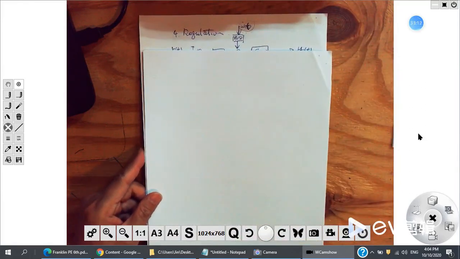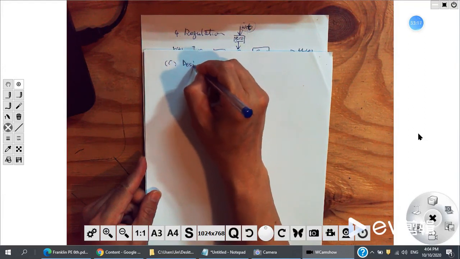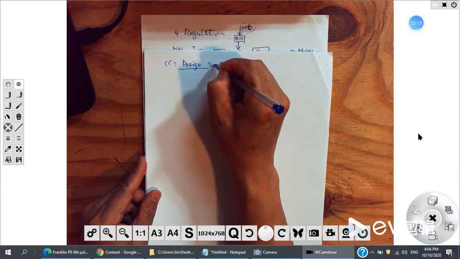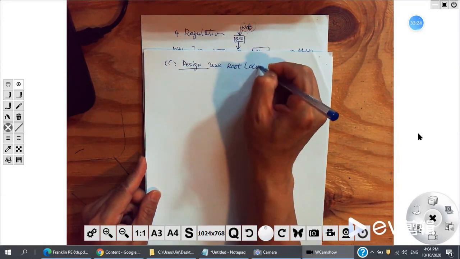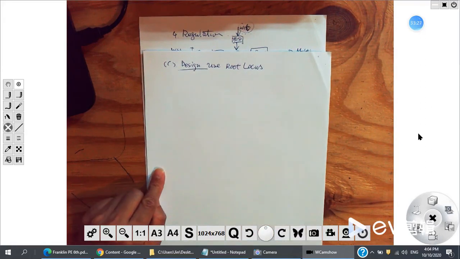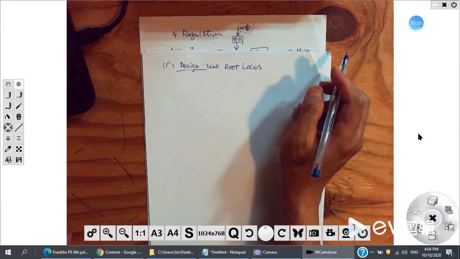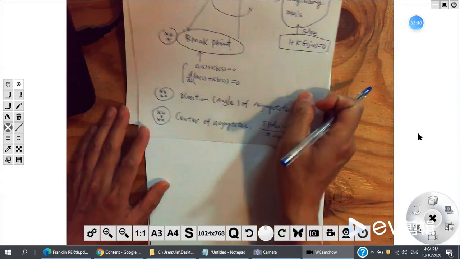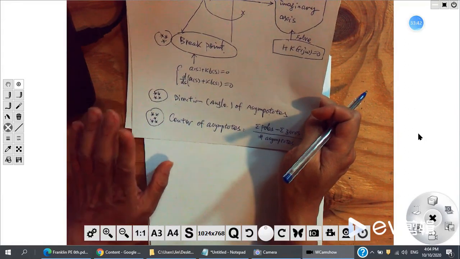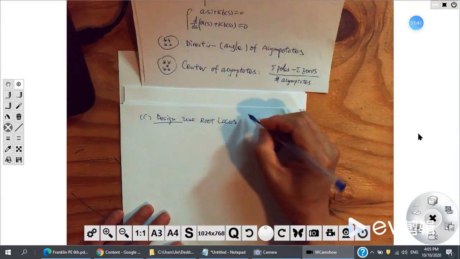And C is design using root locus. For this one, the most important thing is to understand the... I think I missed something. Let me see. We have the center, we have the direction. Oh, we also have the value of K. Sorry, I forgot that. I put it here.